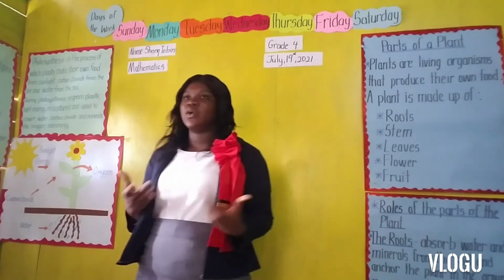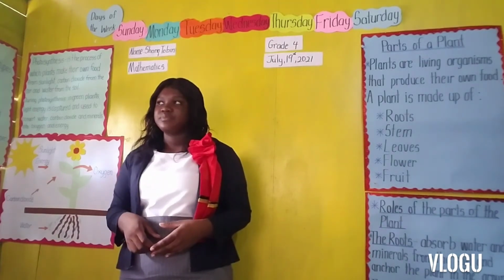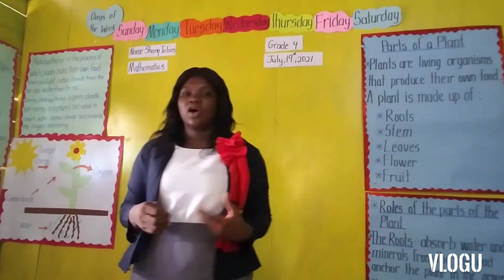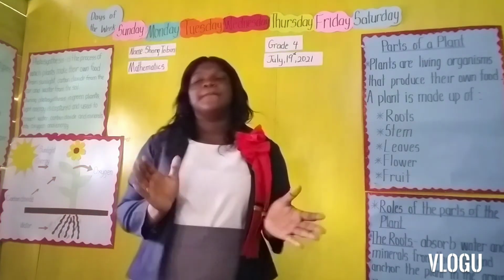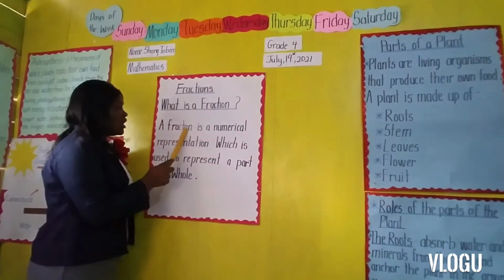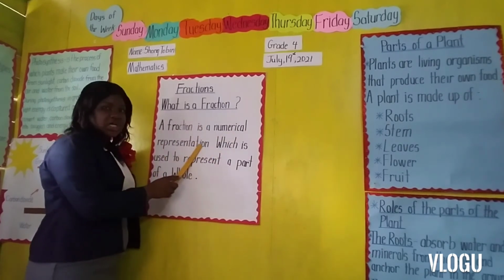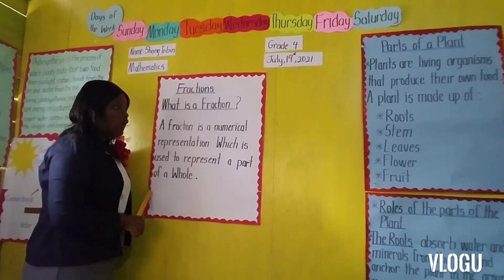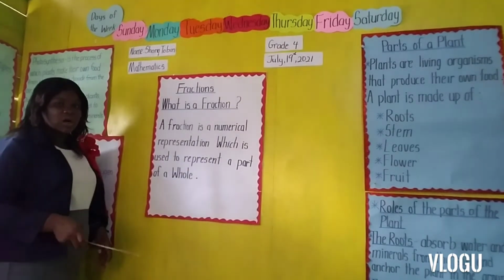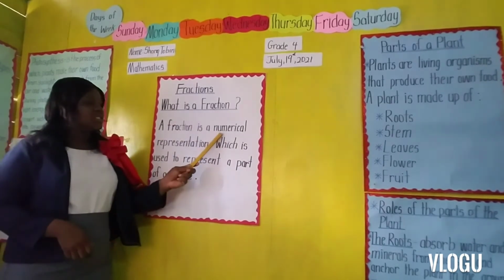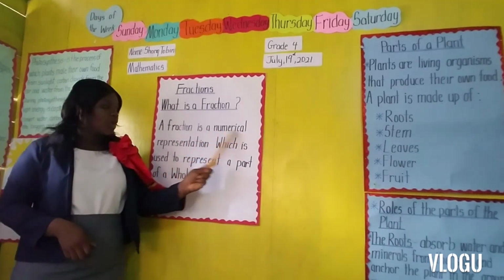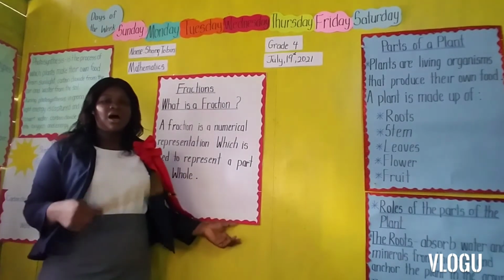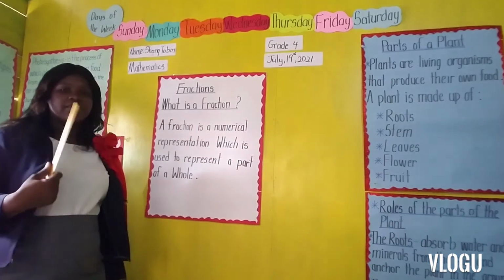Who else can tell me what they've gathered from that short poem? The cow, very good, Kim. The cow, the denominator, is always at the bottom. Okay, a fraction is a numerical representation which is used to represent a part of a whole. Alright, let me break it down now. It's actually a number which is used to represent a part of a whole. So the fraction is a number which is used to represent the part of a whole.